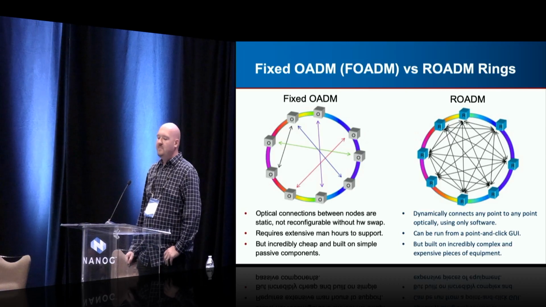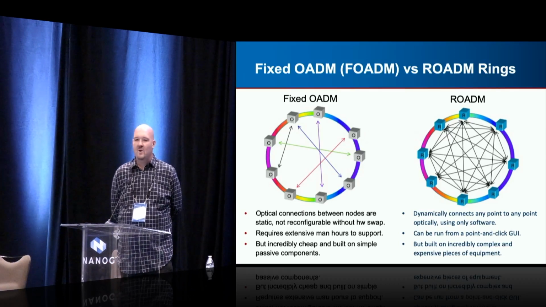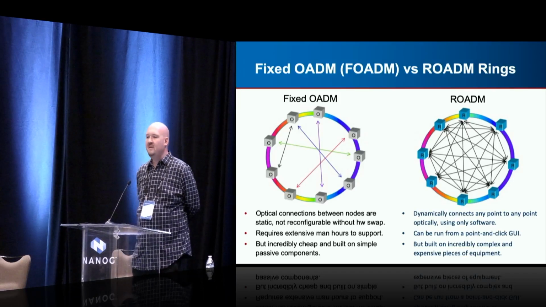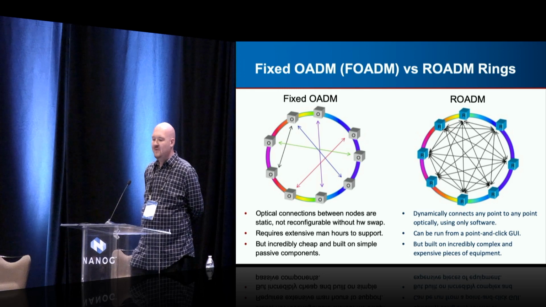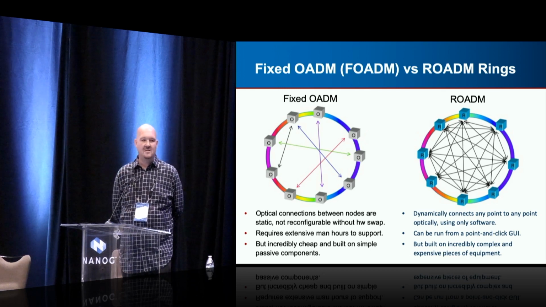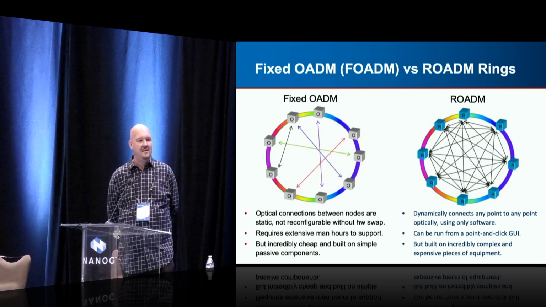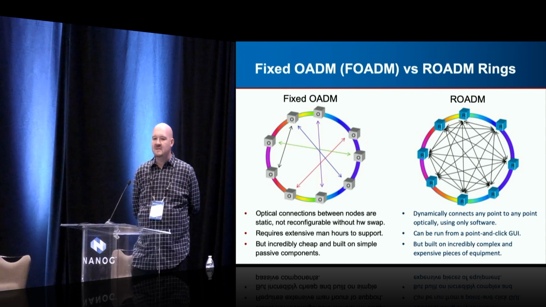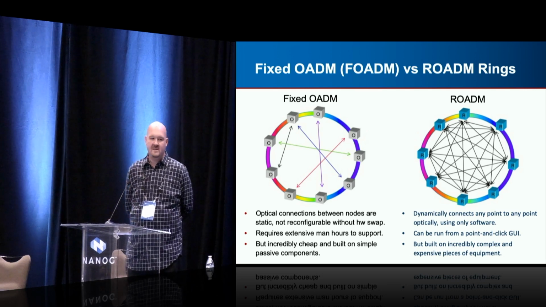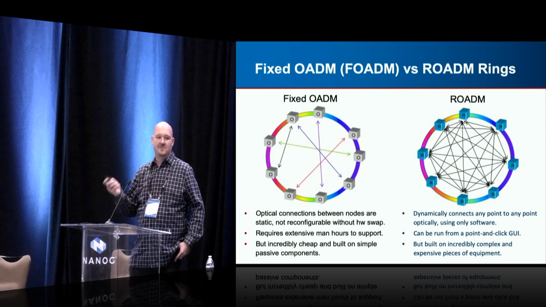A ROADM lets you dynamically connect to any point. So once you deploy a ROADM, you have complete flexibility. You can build any optical topology you want. You can connect any point to any point optically. You can do it all in software. You just log into a device, and people build GUIs around this, so you don't need any specialized knowledge whatsoever. But it's all built on very expensive, very complex pieces of equipment, both in terms of cost and in terms of optical performance.